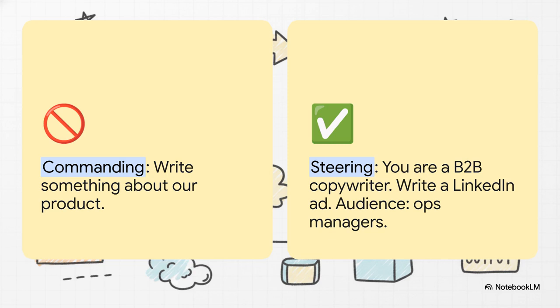You are a senior B2B copywriter. Write a 2-sentence LinkedIn ad for our project management SaaS. Audience, ops managers. Tone, confident. And with a clear CTA. See the difference? You're giving the AI a specific role, a strict length, a defined audience, and a required tone. Steering leaves absolutely zero room for guesswork.